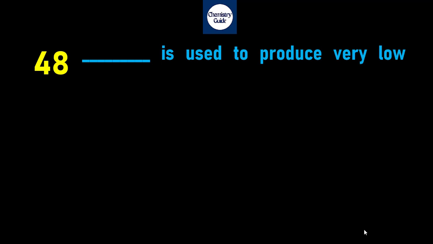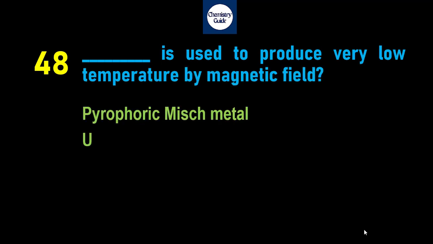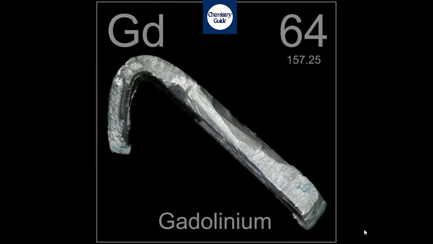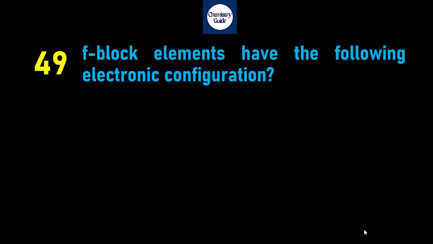MCQ number 48: dash is used to produce very low temperature by magnetic field: pyrophoric mixed metals, uranium, thorium, gadolinium sulfate. So gadolinium sulfate is used to produce very low temperature by magnet. This is gadolinium. It has atomic number 64, mass number 157.25, atomic symbol Gd.